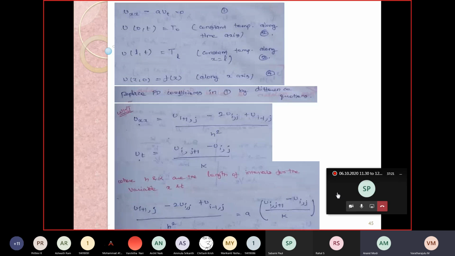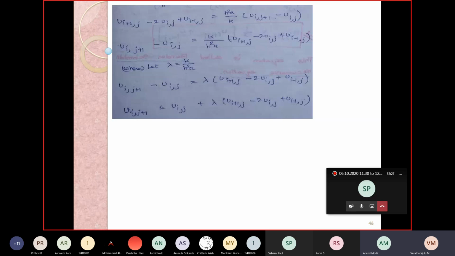And I am doing the cross multiplication, and what happens, h square a by k. See what happens in LHS: ui plus 1 comma j minus 2 uij plus ui minus 1 comma j is equal to h square a by k, here ui comma j plus 1 minus ui comma j, and I am keeping this on one side. With the help of this one, I am going to find the unknown. This is my unknown, this is ui comma j plus 1. I am concerned about this term.